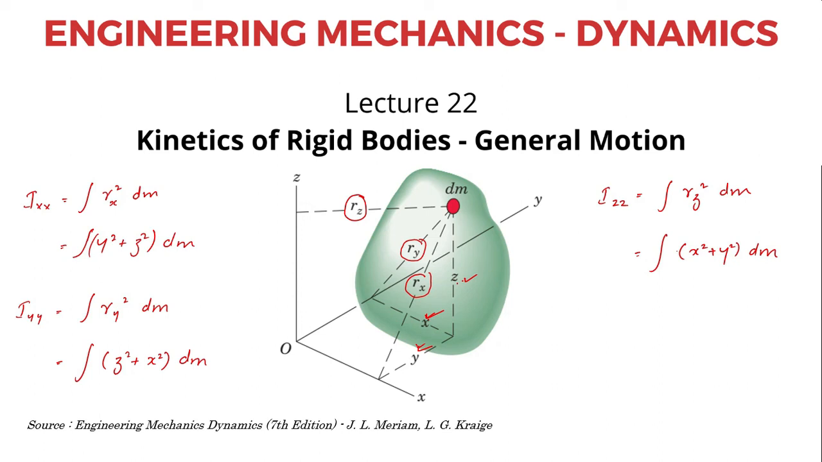Now for problems related to the rotation of a three-dimensional rigid body, the angular momentum equation which we had derived earlier also consists of certain other terms, besides this y square plus z square into dm, z square plus x square into dm, and x square plus y square into dm. So to take that part into account, we have defined something called the product of inertia.